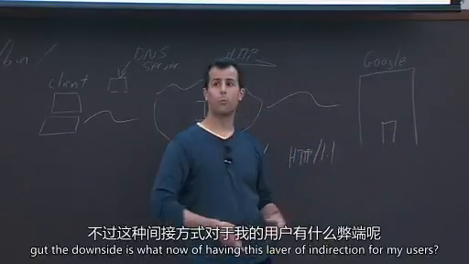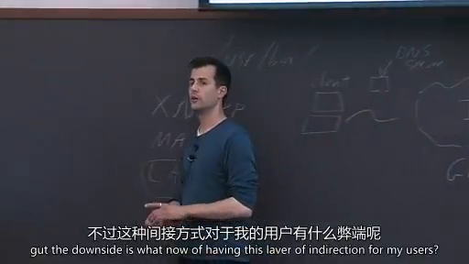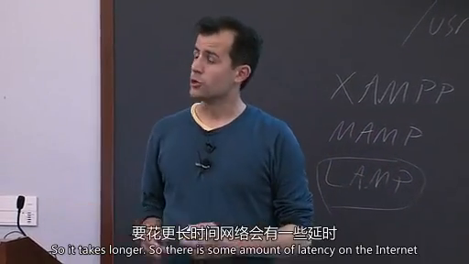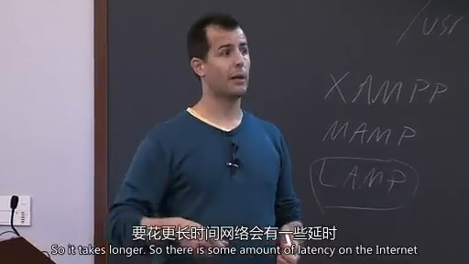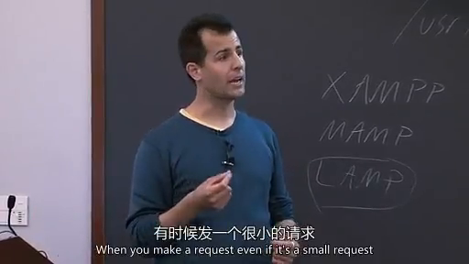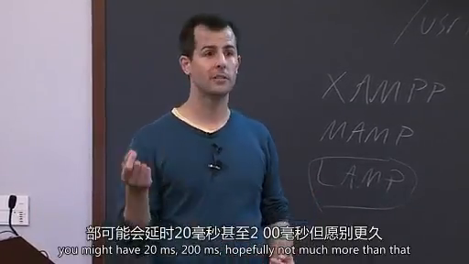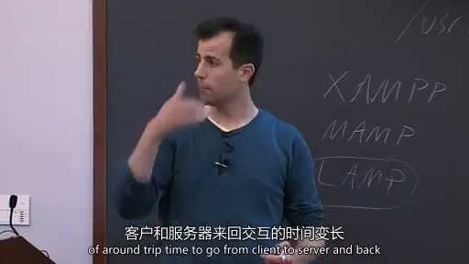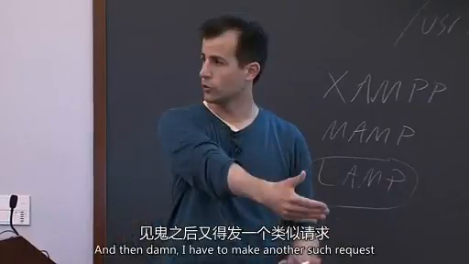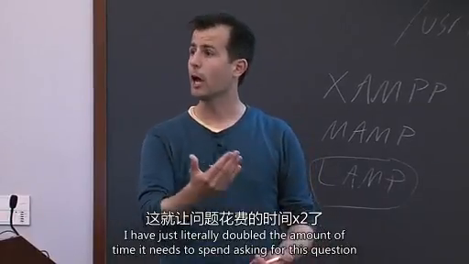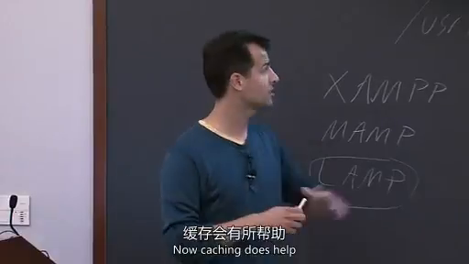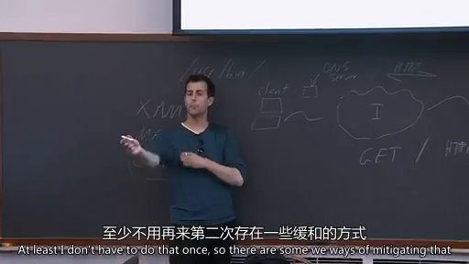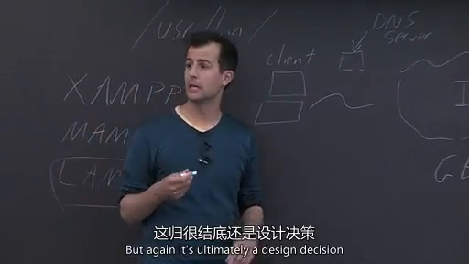But the downside is what now of having this layer of indirection for my users? So it takes longer. So there is some amount of latency on the internet. When you make a request, even if it's a small request, you might have 20 milliseconds, 200 milliseconds, hopefully not much more than that, of a round trip time to go from client to server and back. And then, damn, now I have to make another such request. I've just literally doubled the amount of time I need to spend asking for this question. Now, caching does help. At least I only have to do that once, so there are some ways of mitigating that. But again, it's ultimately a design decision.